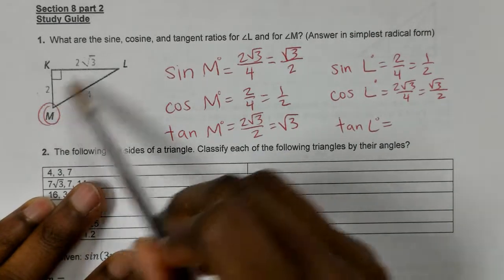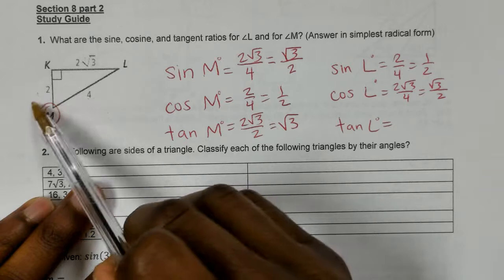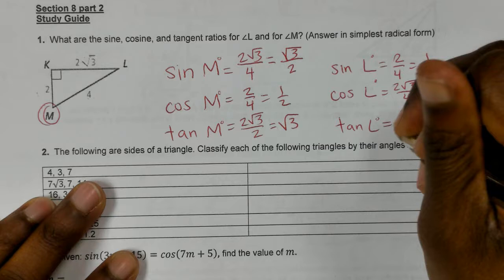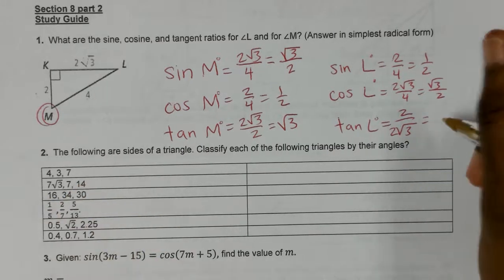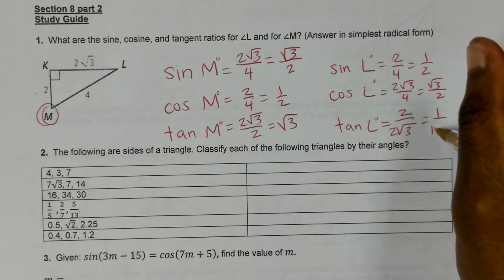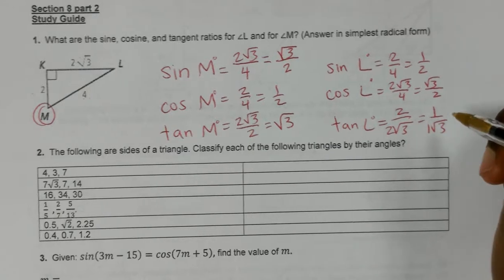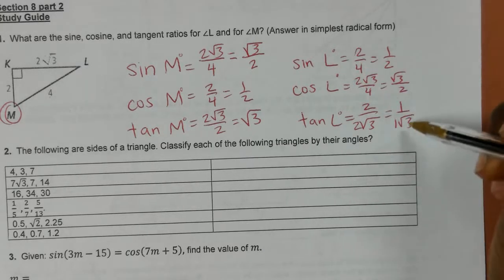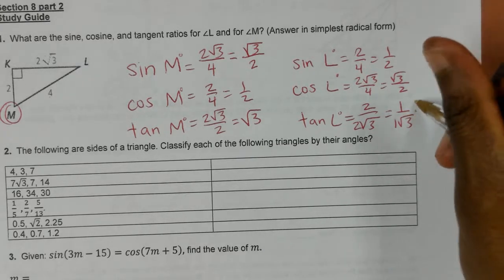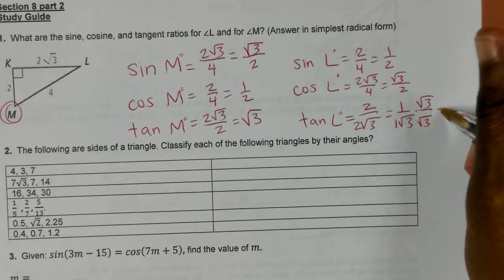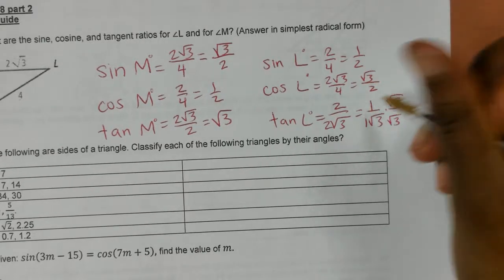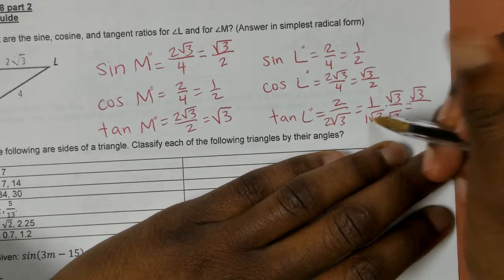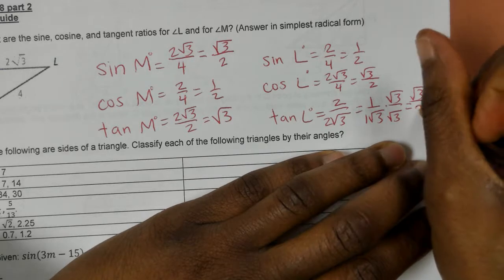2 is the opposite side from L, so that's opposite over adjacent, which is the 2 radical 3. Okay, so we get 1 over 1 radical 3. We do need to write the 1 on the numerator this time because we need a placeholder. Simplest radical form does not allow radicals in the denominator, so we have to rationalize this. So 1 times radical 3, if we multiply the numerator, it becomes radical 3. 1 radical 3 times radical 3 is 1 times radical 9, which is a perfect square of 3.